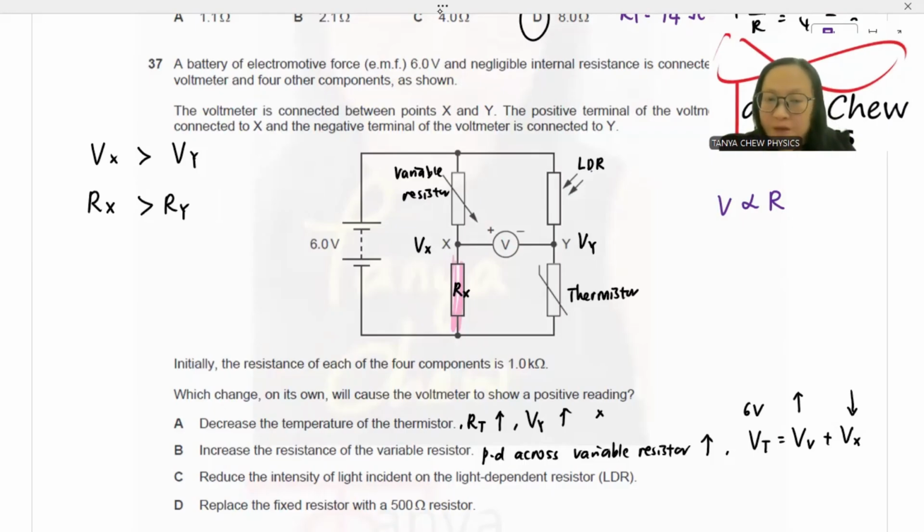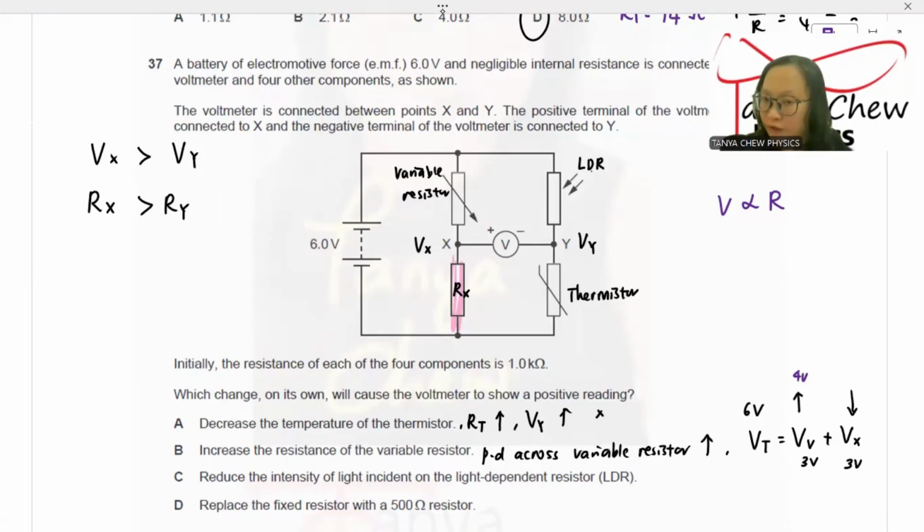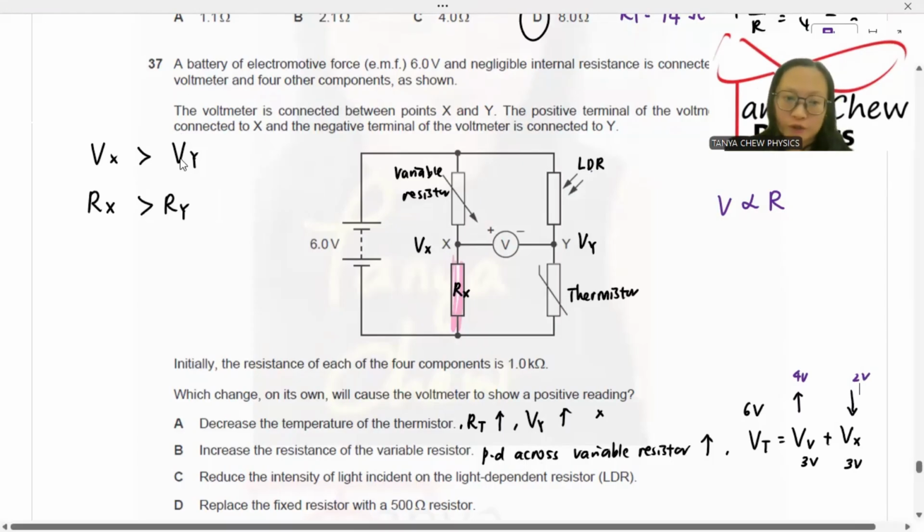Initially, for example, let's say the PD across the variable resistor is 3 volt. PD across X is also 3 volt. Now, because the resistance of the variable resistor is increasing, the PD across the variable resistor will also increase. Let's say it increases to 4 volt. Don't you think that to get back the 6 volt, V across X will have to decrease to 2 volt? So B is not the answer.